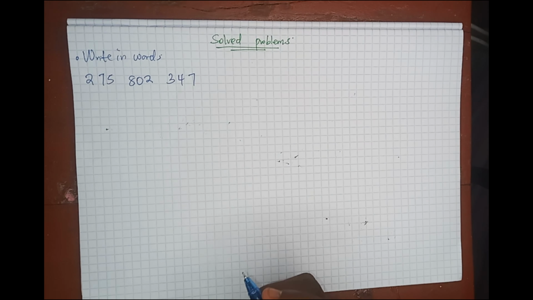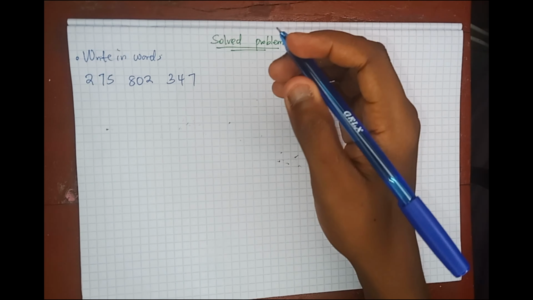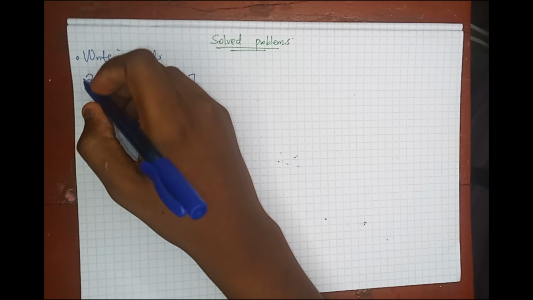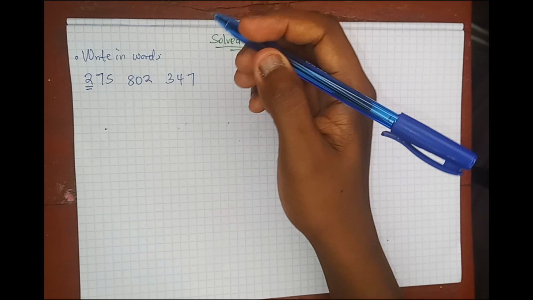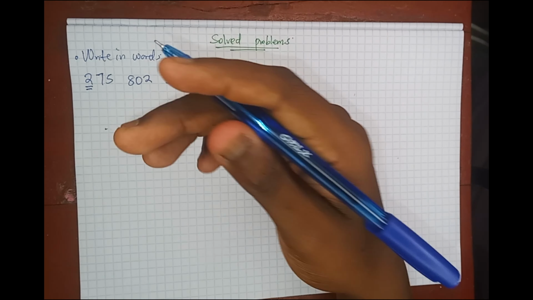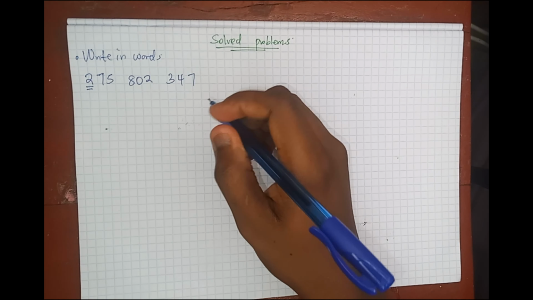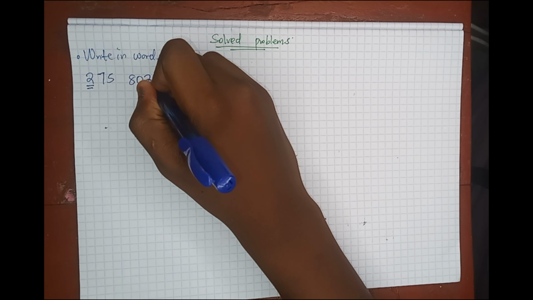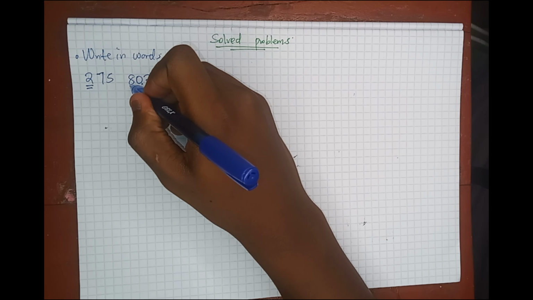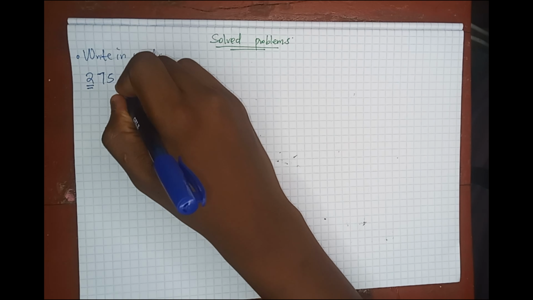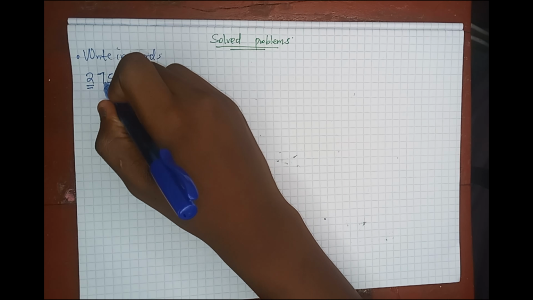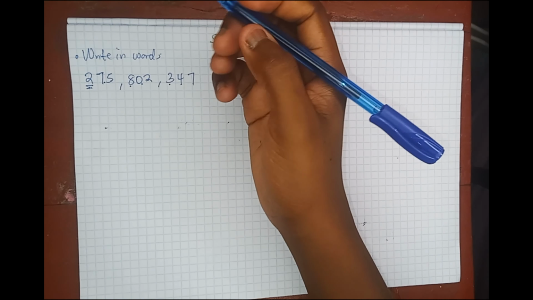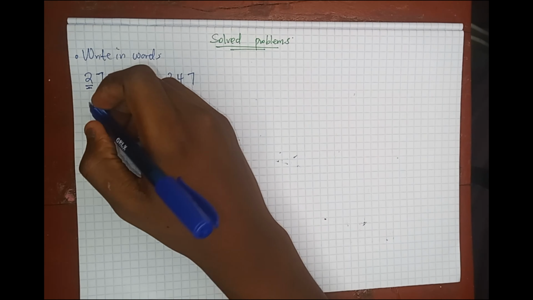275,802,347. So for you to write this number in words, you have to know the place value of each and every number. Then once you figure out the place value of the last digit to the left, that is where you start writing it in words. So ones, tens, hundreds, comma, thousands, tens of thousands, hundreds of thousands, then comma, then millions, tens of millions, hundreds of millions. So since we have determined that the place value is hundreds of millions, so we start.